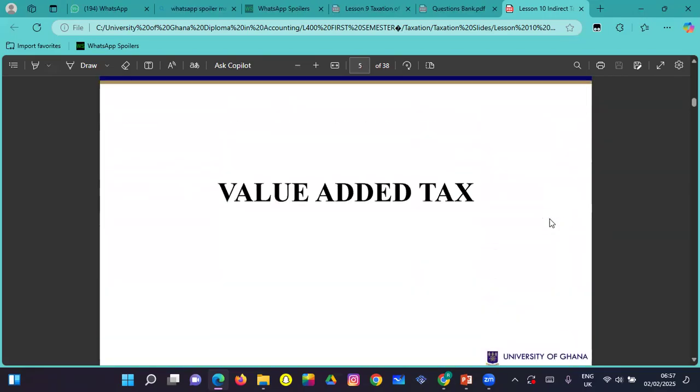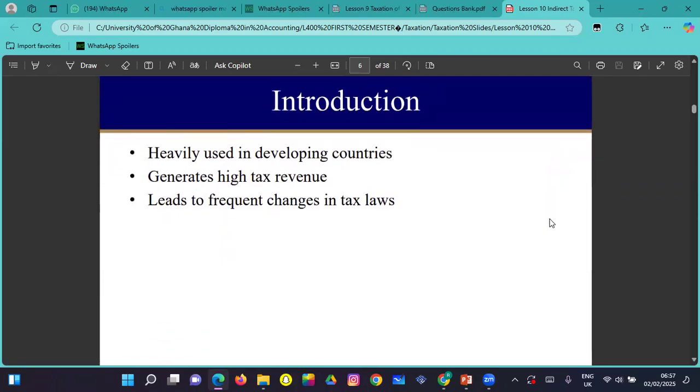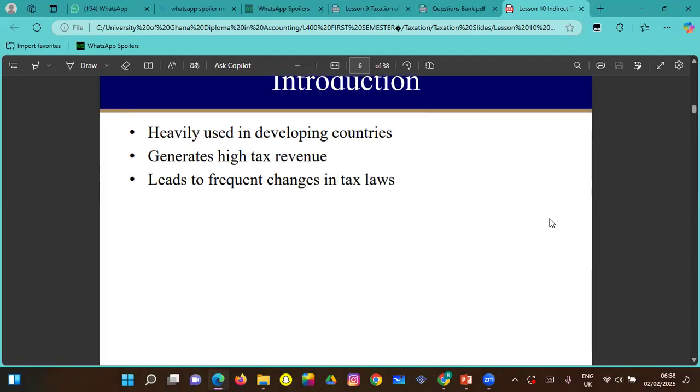So now we start with value added tax. I remember during class, our lecturer gave a nice scenario when value added tax was being introduced, and the former president, His Excellency Nana Akufo-Addo, and his friends were disputing it. I don't have the luxury of time to talk about this issue, so let me just go straight to the point.